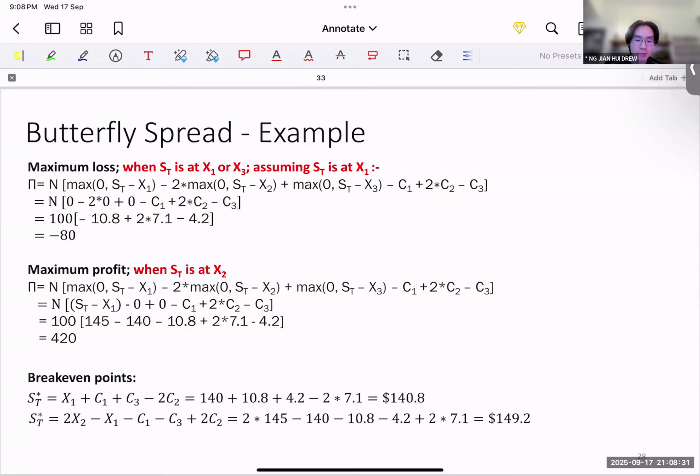So maximum losses happen when your ST is at the extreme ends, meaning at X1 or X3, right? At X1 or X3, you're going to make the maximum losses. When it's at X1, then this will be 0, right? And X1 is below this, so this will be 0 too. And then since it's below X3 as well, this is going to be 0, right? So basically, your maximum loss is the cost of your butterfly spread.